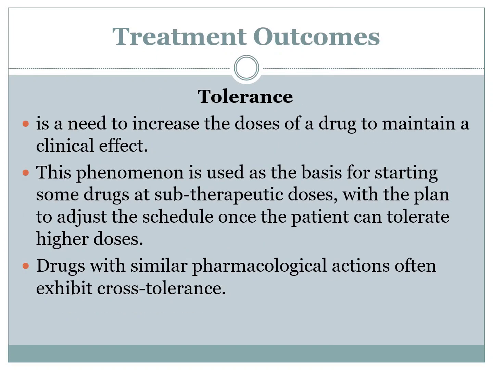Tolerance is another outcome. Tolerance is needing to increase the dose of a drug to maintain clinical effect. Commonly it happens with benzodiazepines like clonazepam and lorazepam. This phenomenon is used as a basis for starting some drugs at a subtherapeutic level, so that tolerability does not come into the picture. Drugs with similar pharmacological action often exhibit cross tolerance. This means if you are giving one benzodiazepine and replacing it with another, cross tolerance may be observed.